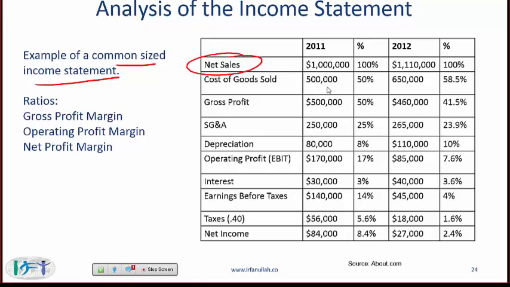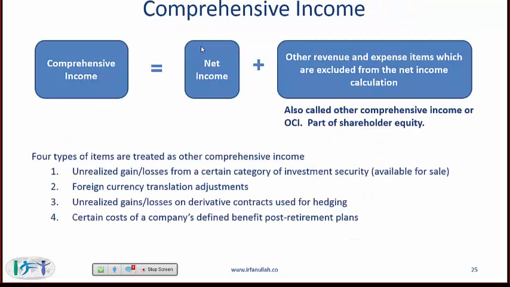The point then being that you can see that cost of goods sold in 2011 was 50% of sales. In 2012 it went up to 58.5% of sales. You can see the gross profit margin very easily. You can see the operating profit margins, you can see the net profit margins. So this is a quick way of analyzing the income statement.